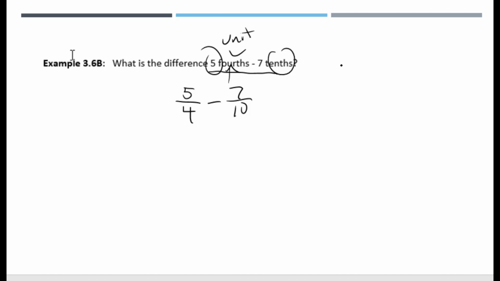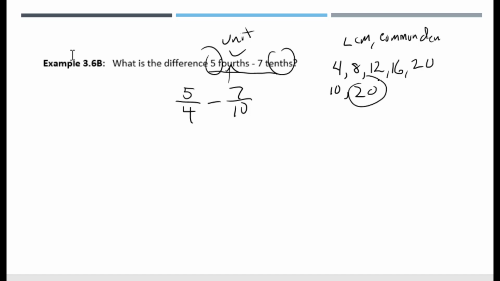So what we need to do is take the 4 and the 10 and find a least common multiple, or a common denominator, whatever you want to call it. So I'm going to list the multiples here. 4 times 1, 4 times 2, 4 times 3, 4 times 4, 4 times 5. I think that'll do it. 10 times 1, 10 times 2. So 20 is the least common multiple. You know, you could always multiply 4 times 10, and you're going to get a multiple of both numbers, but it's not always the least common multiple.